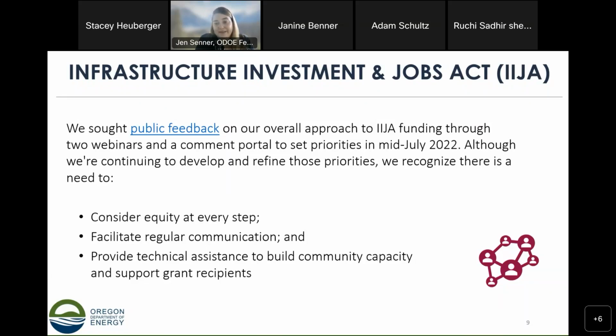Although it's not finalized, we do recognize that under the IIJA funds, it will be important for us to consider equity at every step, to facilitate regular communication, and to provide technical assistance to build both community capacity and support grant recipients. These are some of the priorities we've applied in the development of this proposed grant narrative that we'll be discussing today, and they will be reflected even further as we move forward in future years under this program.